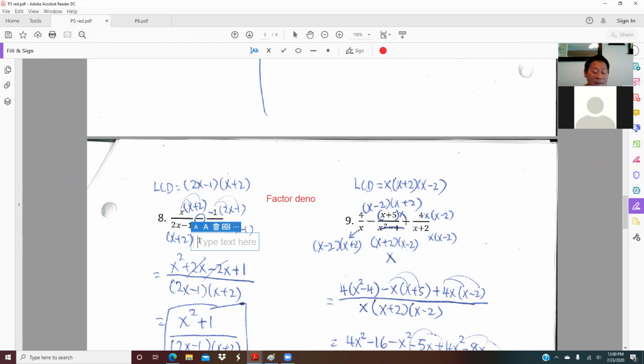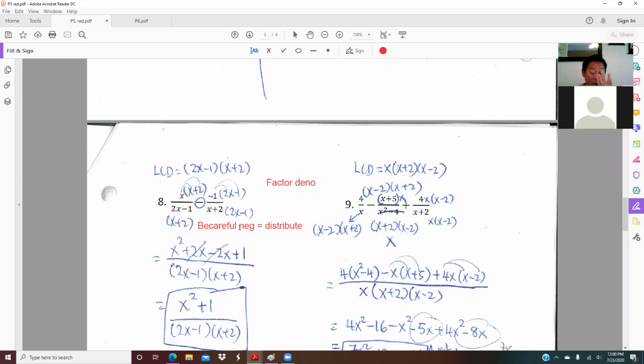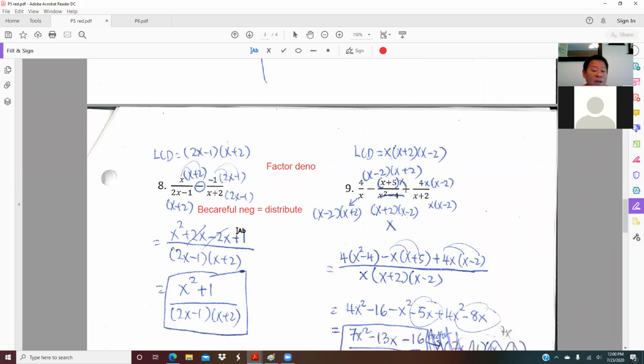And this is something that someone who did the homework knows. Be careful with this negative. The reason why is you have to distribute this. That's the one thing that a lot of students make mistakes on in the test for this kind of question. A lot of students make mistakes here because they did not distribute the negative.